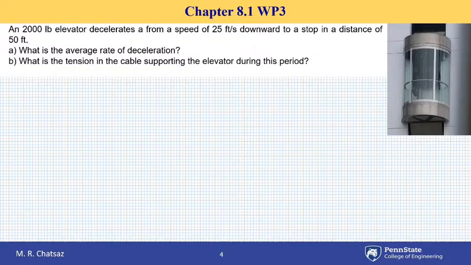Here we have a 2,000-pound elevator decelerating from a speed of 25 feet per second down to a stop in a distance of 50 feet. We're interested in determining the deceleration, and then in the second part of the problem we want to know what is the tension in the cable supporting the elevator for this situation.